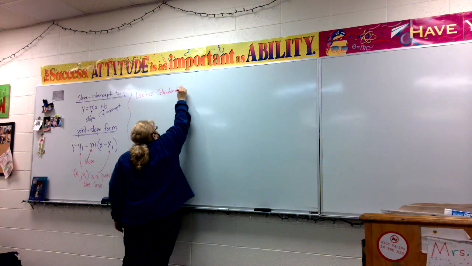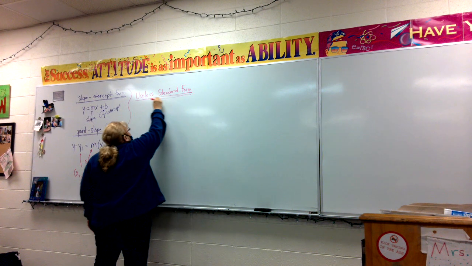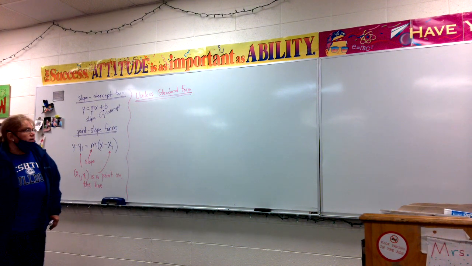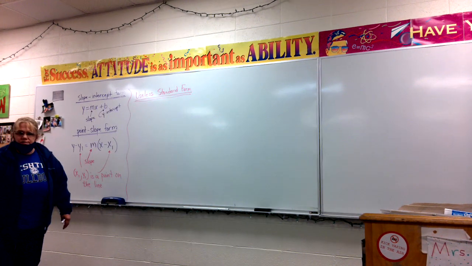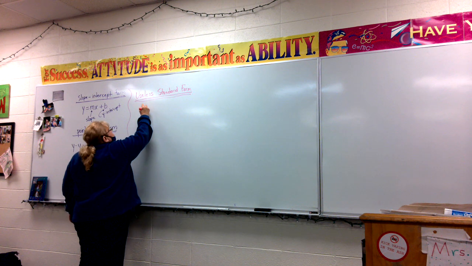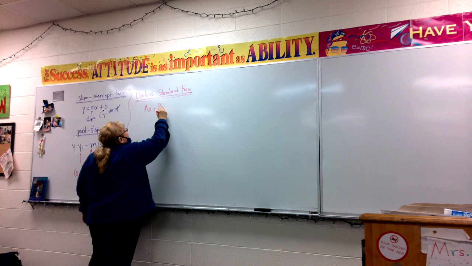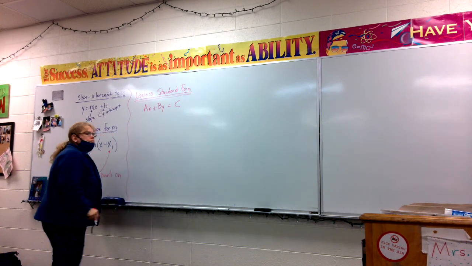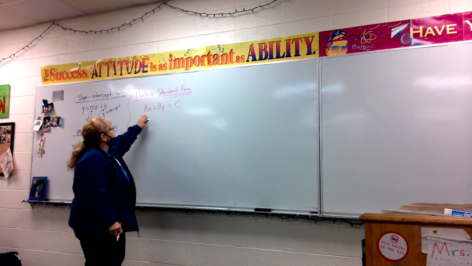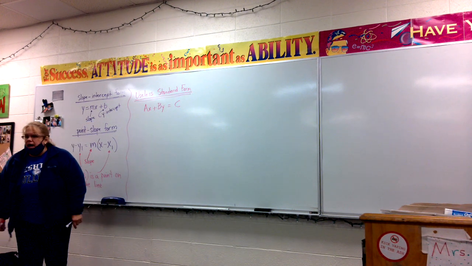Do you remember this one? The book doesn't call it useless standard form. I do. The book calls it just plain old standard form. I call it useless standard form. And useless standard form looks like this: Ax plus By equals C. There it is. X and Y on one side of the equation, and the plain old number value is on the other side.